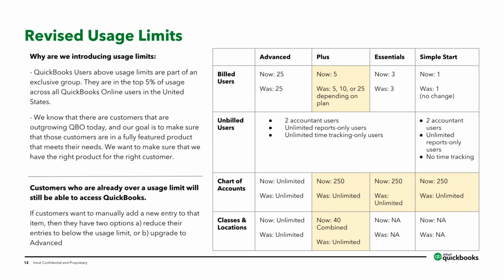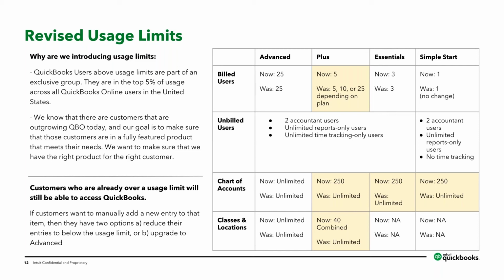The first of which is billed users. The thing to note here is unbilled users are still the reports-only users, accountant users, and time tracking users. But for billed users, like we discussed in the last section, we now have 25 users in Advanced, and in Plus, you are now only able to go up to 5 users.